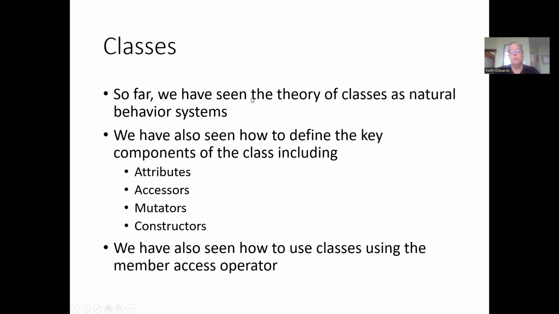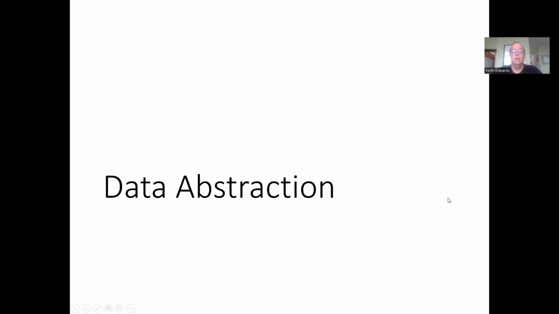So far we've seen the theory of classes as natural behavior systems and why they're good for modeling real-world phenomena. We've also seen how to define the key components of the class and get them to work. We've looked at attributes and methods that are associated with classes. And in terms of the methods, we've written a few key ones: the accessors that get the information, the mutators that set the information, and the constructors that instantiate a new instance of the object. We've also seen how to use classes with the member access operator, and that was probably the fun lab of the session. But it's important to know how to do all these things, and we talked about wearing different hats.